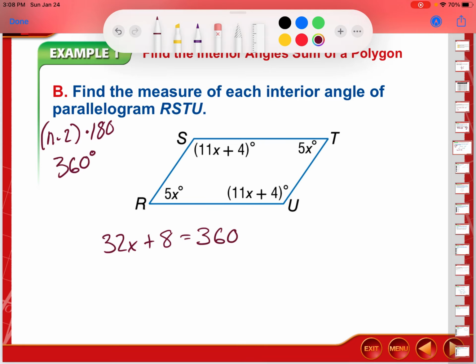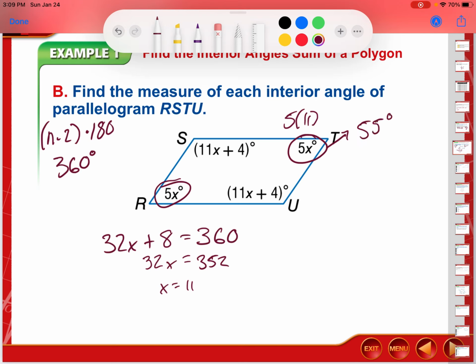So we have our equation set up. We're going to do 360 minus 8, which is 352. So we have 352 equals 32x. So we divide 352 by 32, and we get x equals 11. But we're not done yet, because we have to plug that back in. So since we have two angles that are 5x, I'm going to just label one of them. So I would plug my 11 in, 5 times 11. So this angle is going to be 55 degrees.